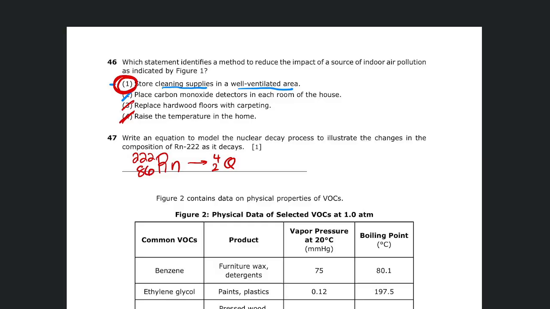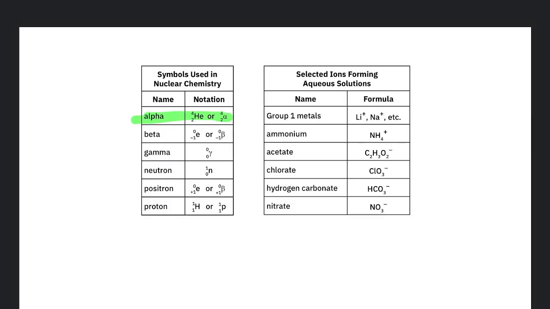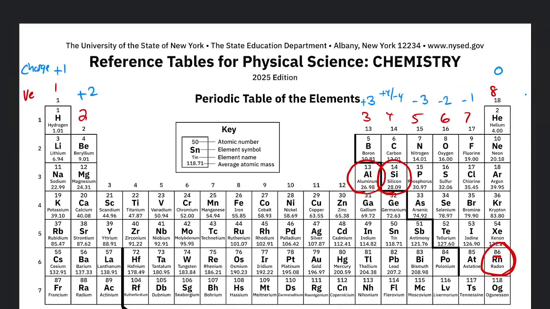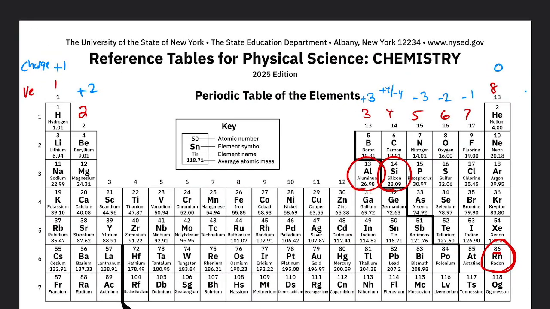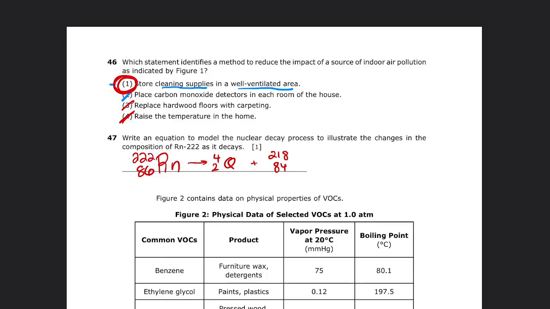And then we've got to figure out what we're left with. Well, we're losing 4 mass, so 222 minus 4 is going to leave us with 218. And then we're losing 2 protons, so that's going to leave us with 84 protons. We then need to figure out what is atomic number 84. To do that, we go to our table, and atomic number 84 is going to be polonium. So this is our credited answer.